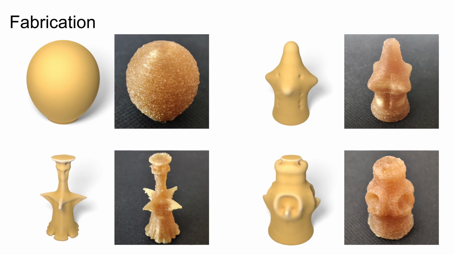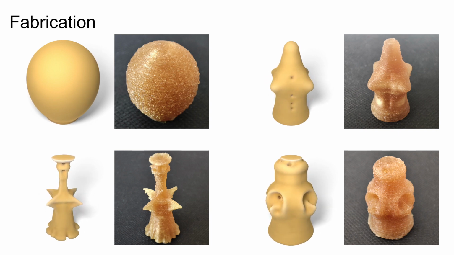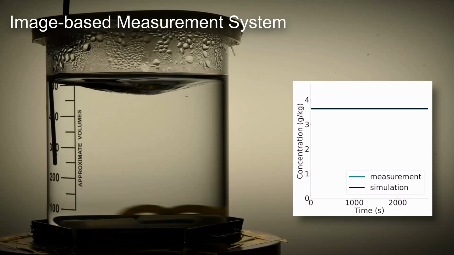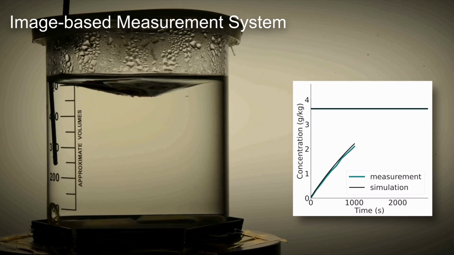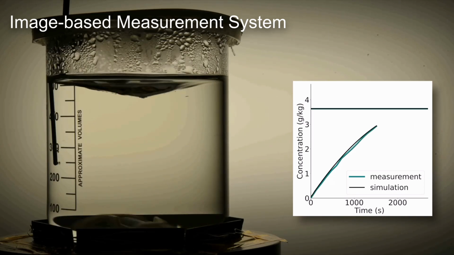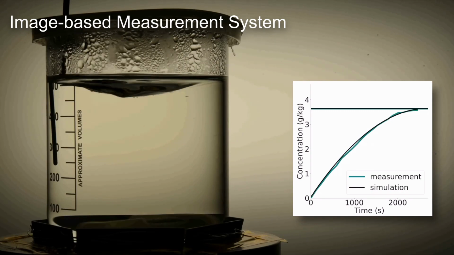We fabricate the designs generated by our inverse design method on a consumer-level FDM printer using a water-soluble filament. These are some photos of our fabricated prototypes next to their digital counterparts. In order to establish a relationship between our simulation model parameters and the units of the real physical system, we employ a calibration using a custom measurement setup. This setup is also used to evaluate the performance of our printed designs.